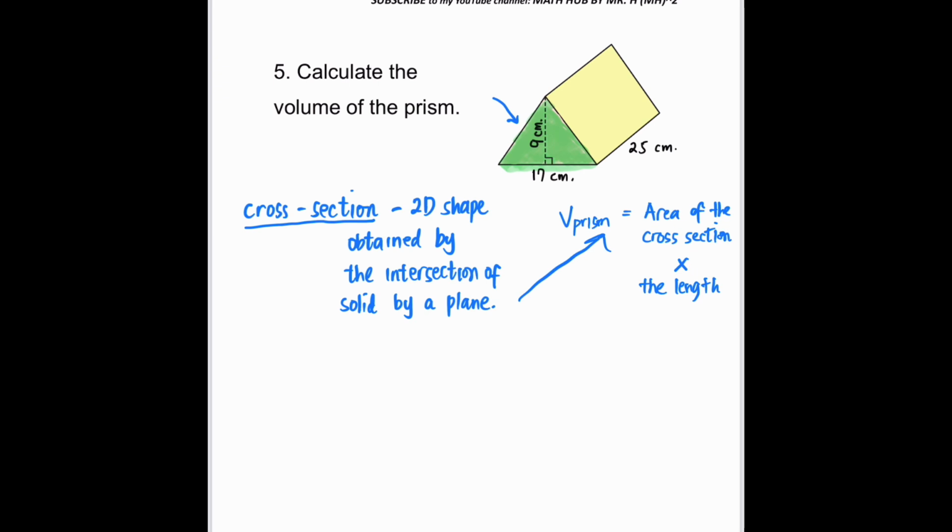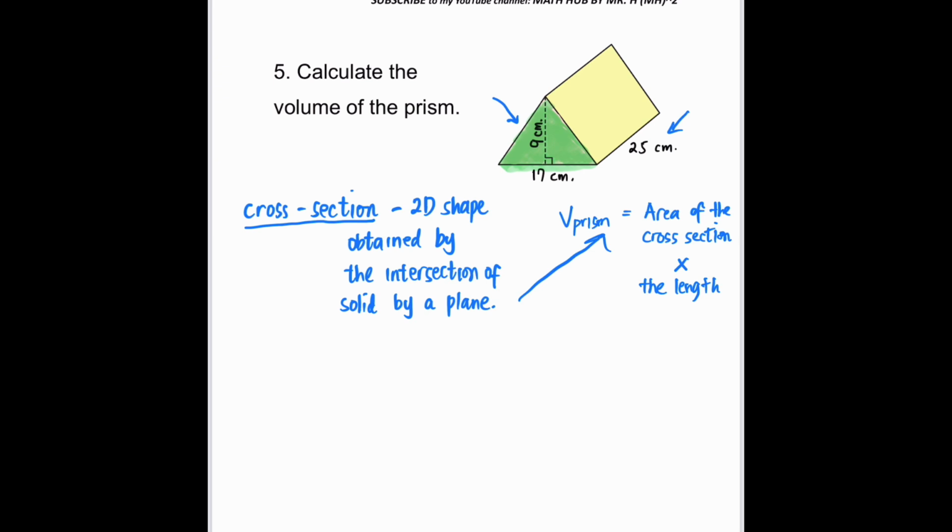And the cross section can be different. It can vary. So for this prism, it's a triangular prism. So basically, you know that this face, which is the cross section, is a triangle. You need to calculate the area of the cross section. Whatever the area is, you will multiply it by the length, and that will be the volume of this triangular prism.